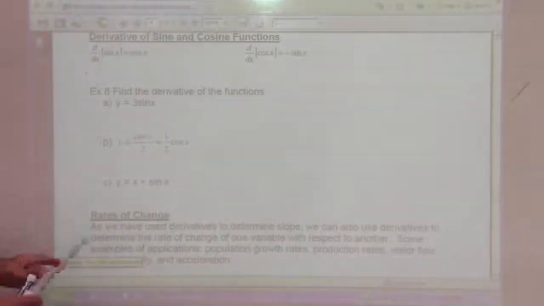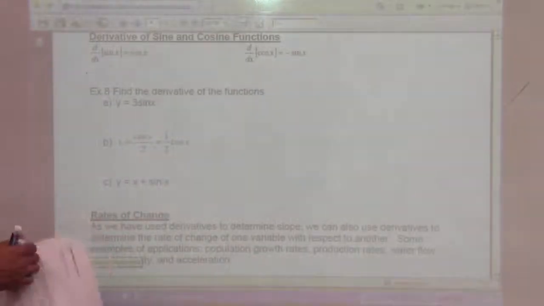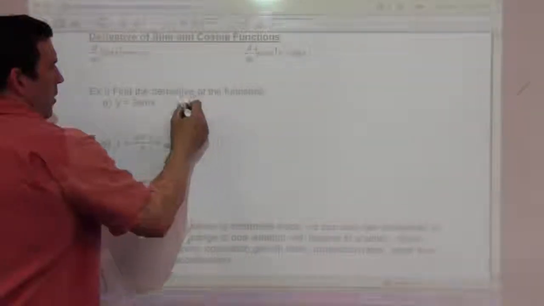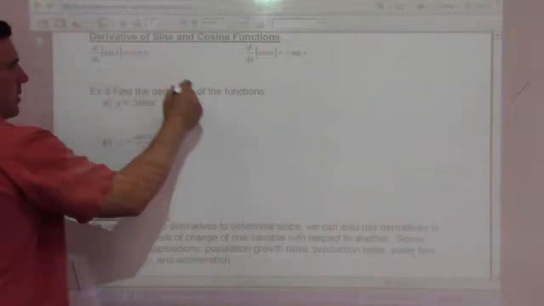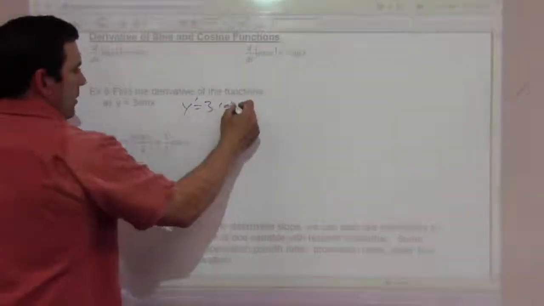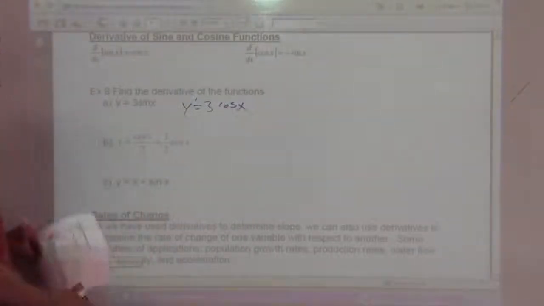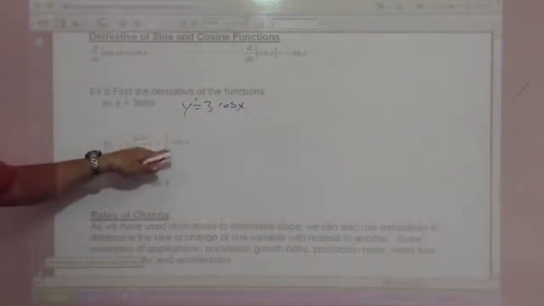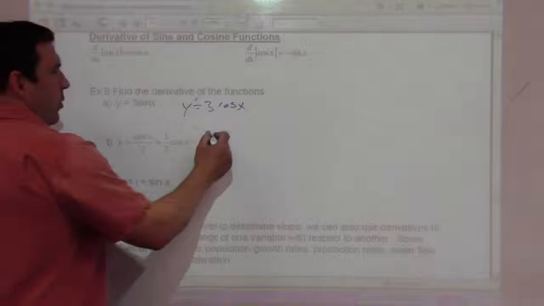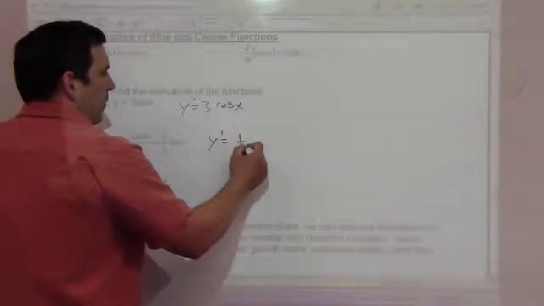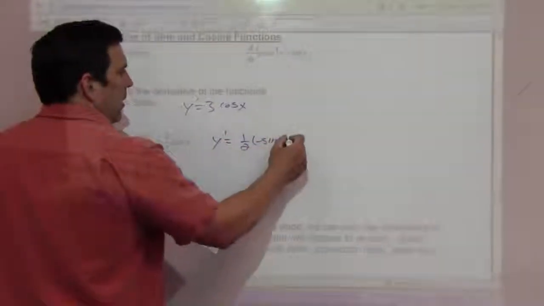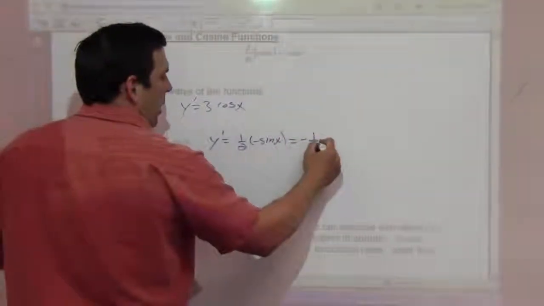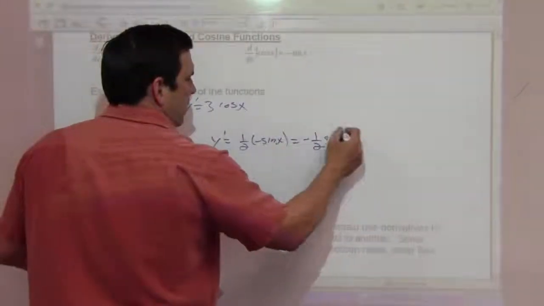So find the derivative of the functions. y equals 3 sine x. Well, the derivative of sine is cosine, so it's 3 cosine x. For b, y equals cosine x over 2. That would be like 1/2 cosine x. So y prime would be 1/2 times negative sine x, because the derivative of cosine is negative sine. It's negative 1/2 sine x.